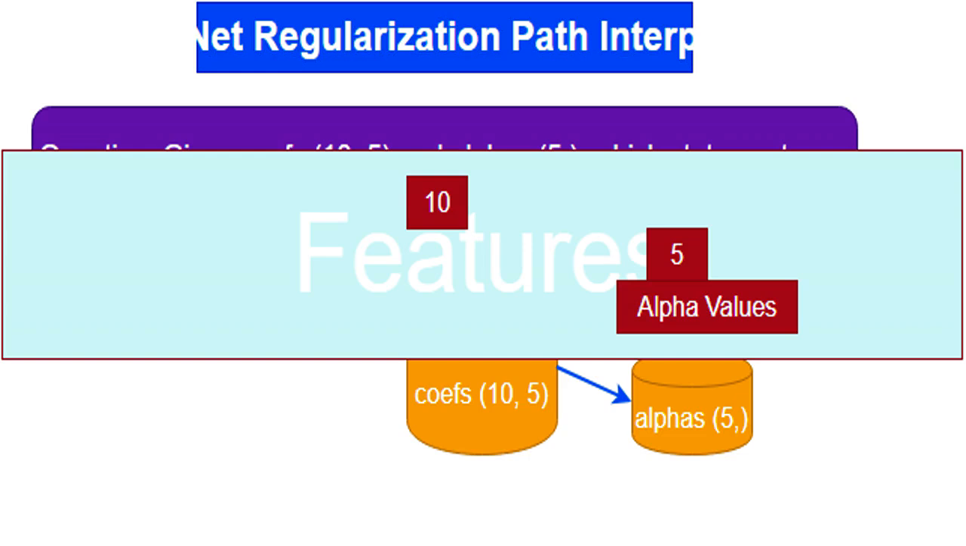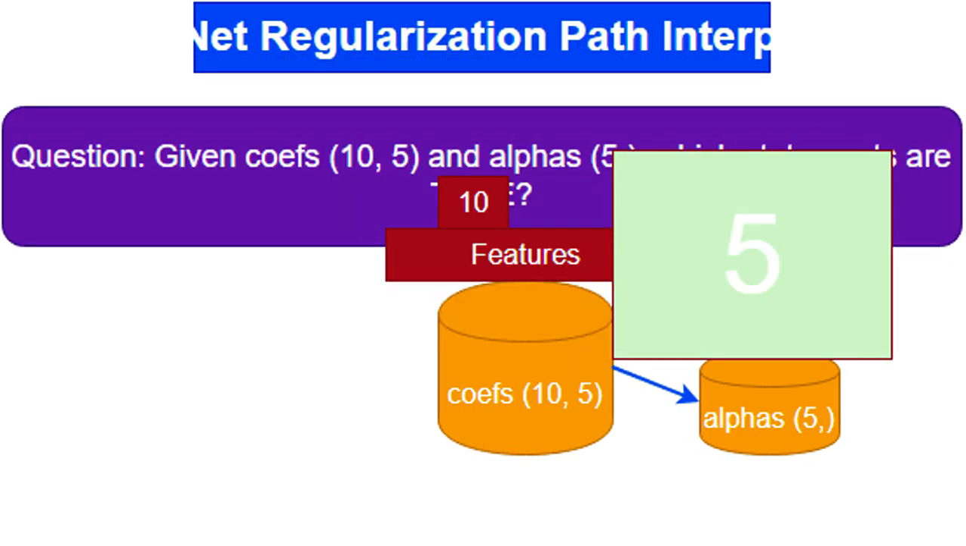I have 10 features in my dataset. This comes directly from the number of rows in the COFS matrix. 10 rows means 10 features. It's that simple. The number 5 represents the number of different alpha values tested. I found this by looking at the length of the alphas vector, which has 5 alpha values.